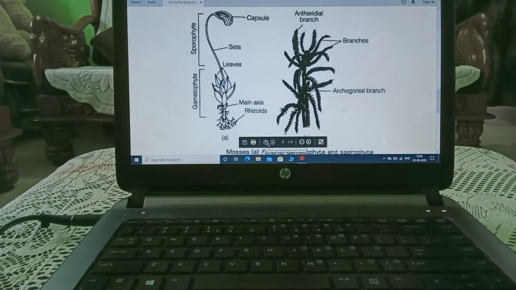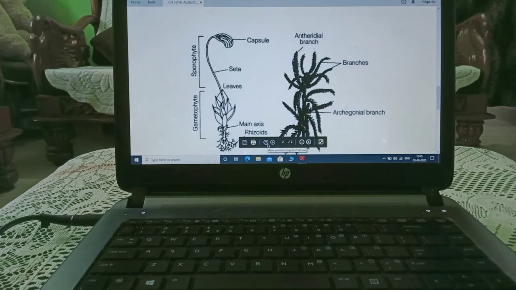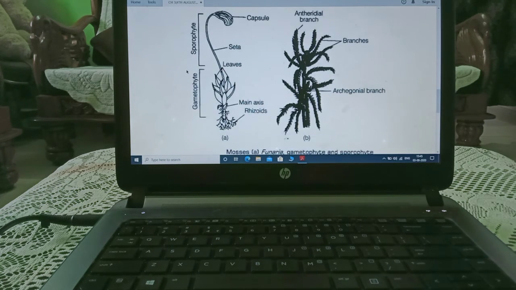Now we will see here, this we have already studied. You can see this is the moss plant, this is the gametophyte, this is the sporophyte. Now we will understand. Gametophyte means this is the area where gametes are present. It can be both male and female gametes. You can see leaves, and between the leaves gametes are present. And this is the main axis, and these are the rhizoids, meaning roots.